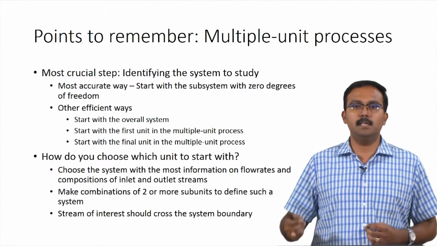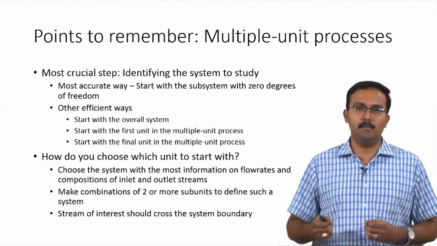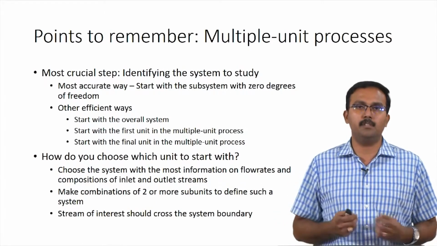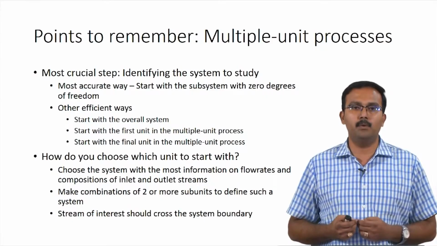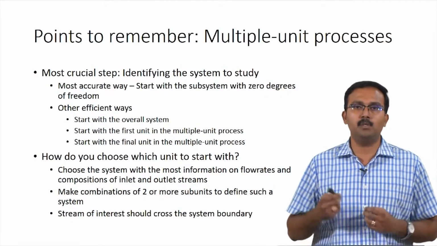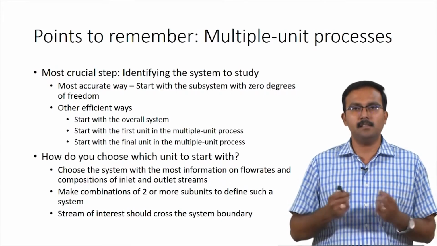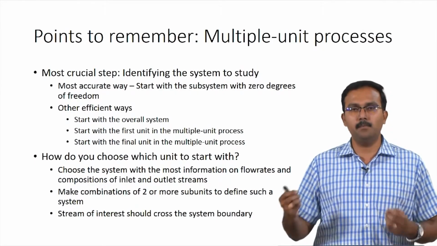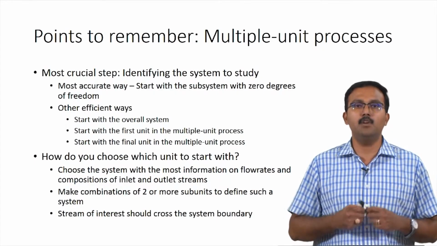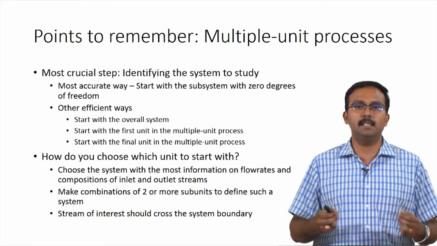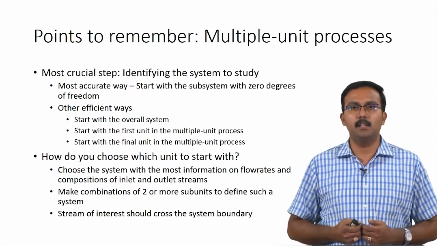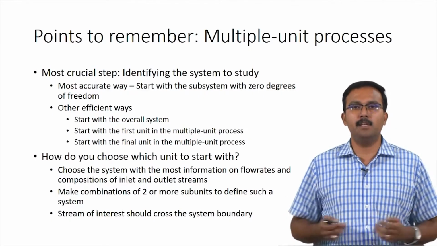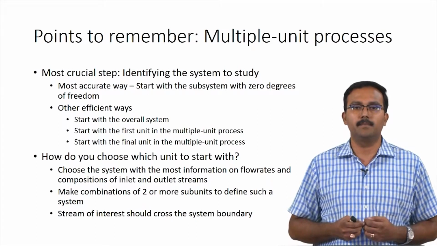You usually choose a system where the most information is available for you. If there is a system where you have more information on the flow rates and the composition of the streams that are crossing the system boundary, then that is the system you would want to start with. The chances are that is the system which has 0 degrees of freedom. If a single subunit does not have such a system, then you would make a system which is a combination of 2 or more subunits. The overall system which you would choose would be such a combination, where if you have 0 degrees of freedom, that is where you would want to start.